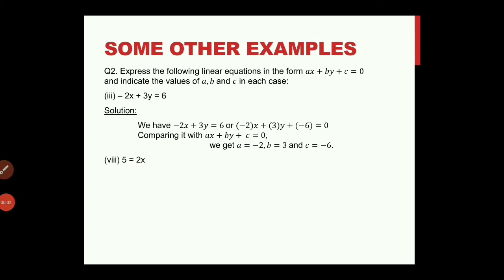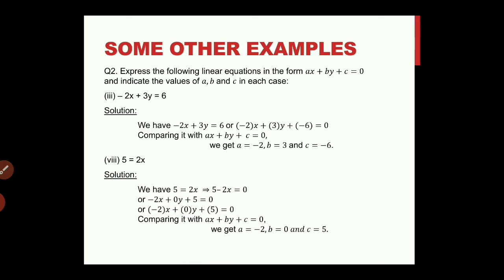Now let's see another question. 5 = 2x. Here we can clearly see that there is absence of y term. So we can say that the coefficient of y is 0. So we can write this as 5 = 2x can be written as 5 - 2x = 0. Further we can simplify it as -2x + 0y + 5 = 0.